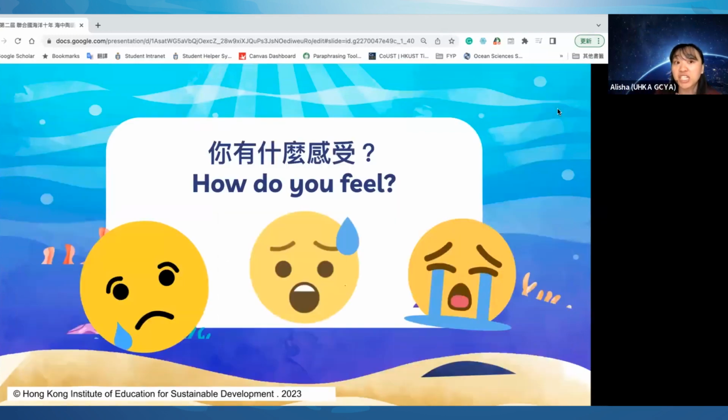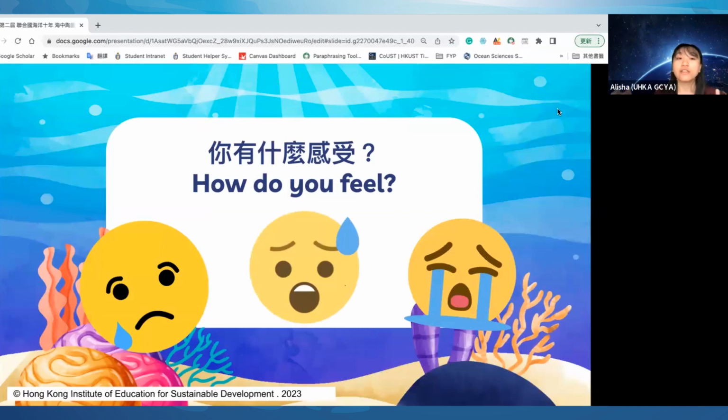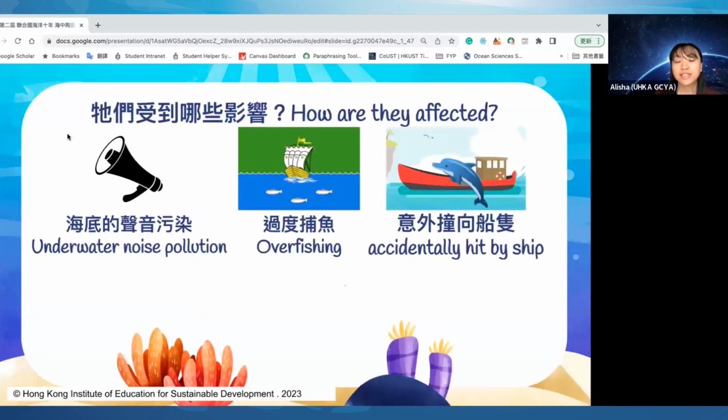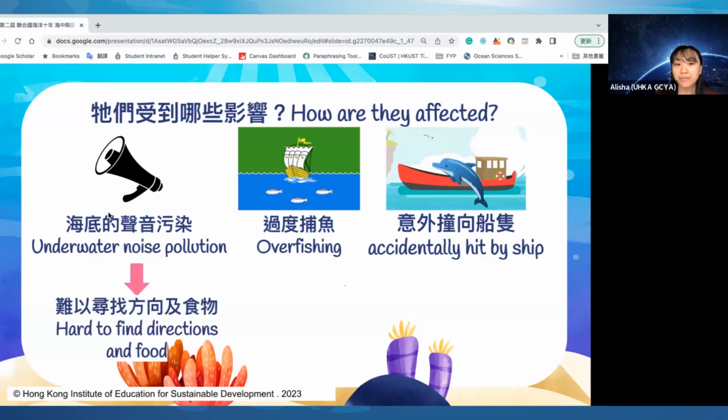So when you hear this sound, perhaps you feel it is very noisy. You feel not comfortable with this sound. To the dolphin, they actually have the same feeling as us. So we have mentioned that dolphins are affected by the sound produced by humans. We call this underwater noise pollution. These noises make it hard for them to find directions and food.